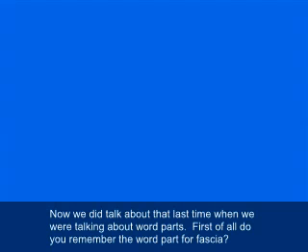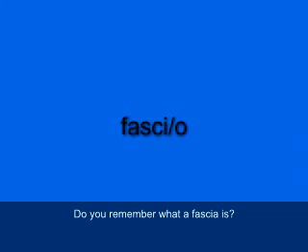Now, another part of the muscular system anatomy, besides just the muscles, is the fascia. And we did talk about that last time when we were talking about word parts. First of all, do you remember the word part for fascia? Well, that's fascio, F-A-S-C-I-O. And do you remember what a fascia is?